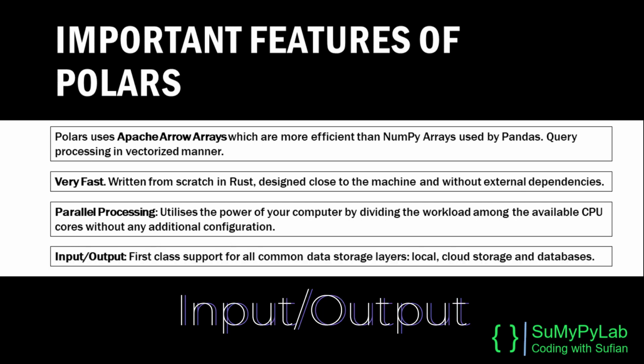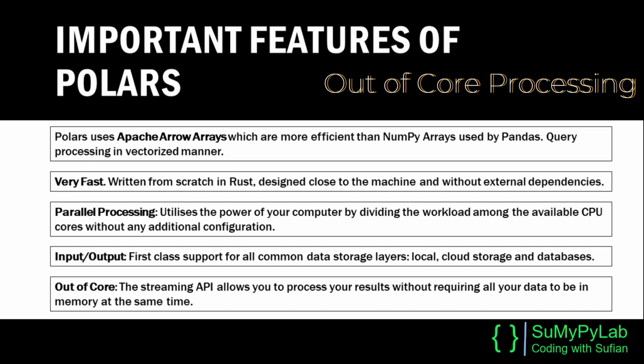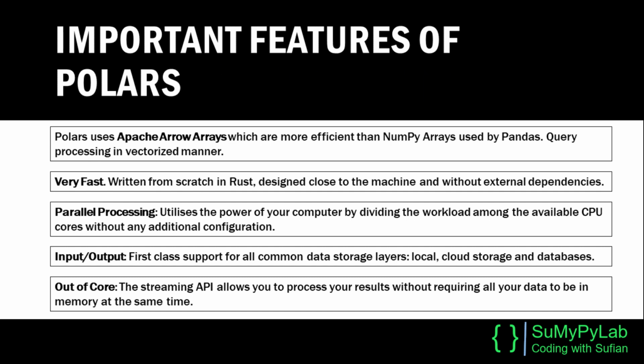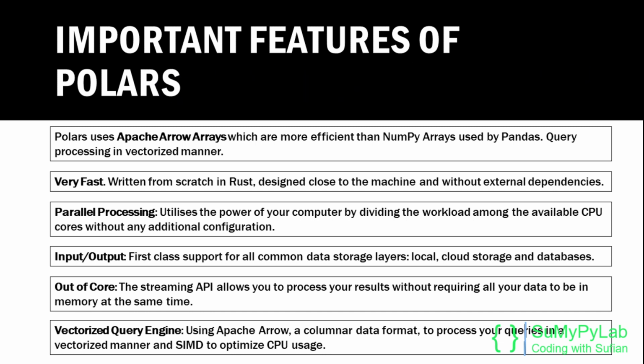Polars provides first-class support for all common data storage layers such as local, cloud storage and databases. Out-of-core processing: the streaming API allows you to process your results without requiring all your data to be in memory at the same time. Polars uses a vectorized query engine. Using Apache Arrow, a columnar data format, it processes your queries in a vectorized manner and uses SIMD, or single instruction multiple data, to optimize CPU usage.